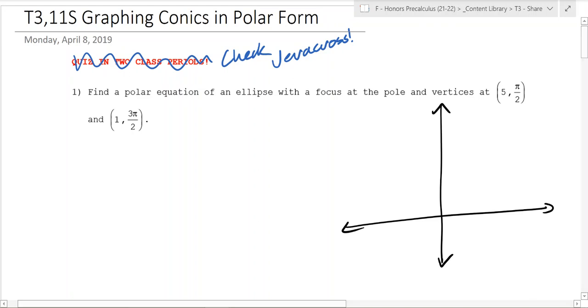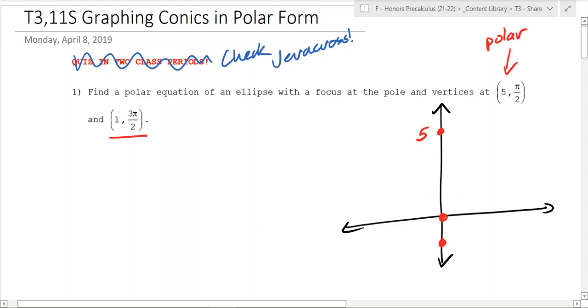So it says find a polar equation of an ellipse with a focus at the pole, so the pole is the origin, and vertices of these 2 coordinates. Keep in mind that these are polar, right? So 5, pi over 2 means an angle of pi over 2, which is the positive y-axis, and 5 up. So it's pi over 2 from there, and it's 5 all the way up to here. That's our first vertex right there. And then 3 pi over 2 is here, and it's a distance of 1. So it's going to be here and here.